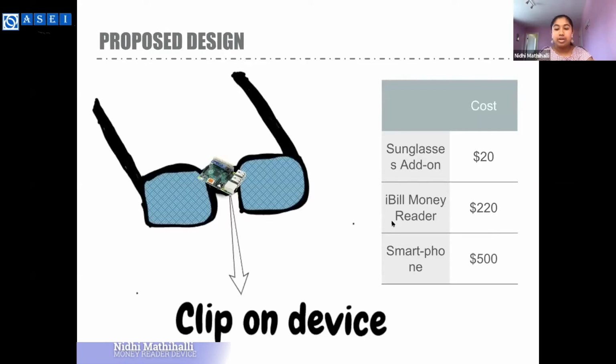Next, I decided to go on to try to figure out how I would actually create this device. I looked into a couple options and decided that the best would be to use a Raspberry Pi and a Pi camera, which would only cost $20. And the iBill is $220 and the smartphone is $500, which in comparison is really expensive next to this cheap add-on.